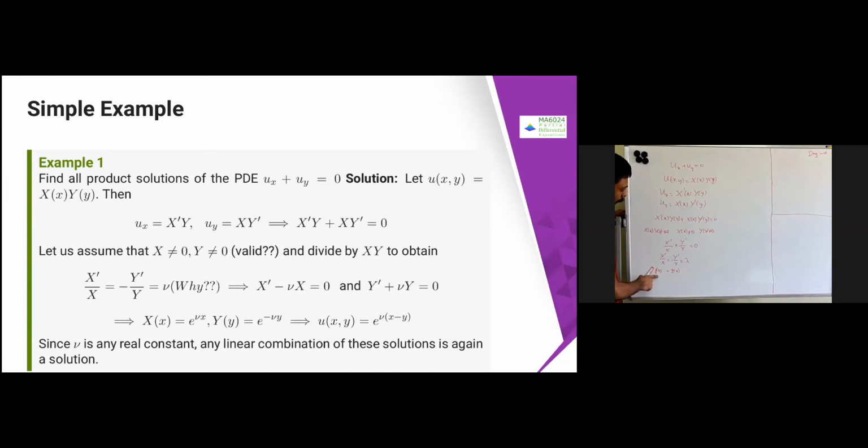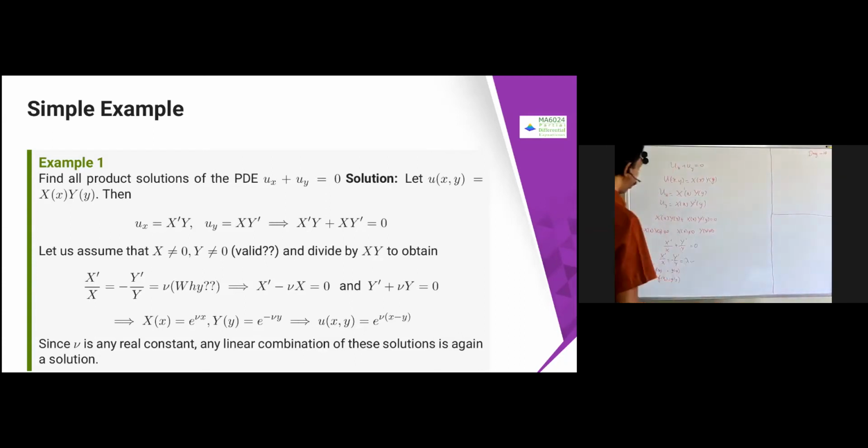If I just put some x naught here, this is going to become f of x naught equal to g of y. That means g is constant. Similarly, I can put f of x equal to g of y naught, therefore f is constant. Both are becoming constant, and that constant is going to be the same. Therefore, you are going to get only the constant.